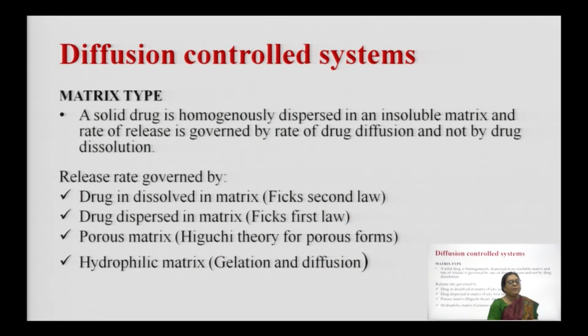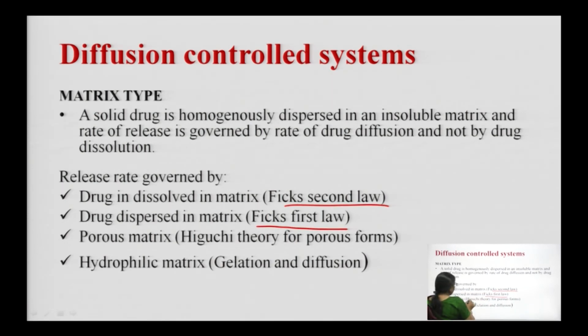Diffusion controlled matrix type of systems. In these systems, a solid drug is homogeneously dispersed in an insoluble polymeric matrix, and the rate of release is governed by the rate of drug diffusion and not by the rate of drug dissolution. The rate of release can be expressed in different ways. For example, if a drug is dissolved in the matrix, then the rate of release is given by Fick's second law of diffusion. If the drug is insoluble and it is dispersed in the matrix, it can be expressed with the help of Fick's first law.